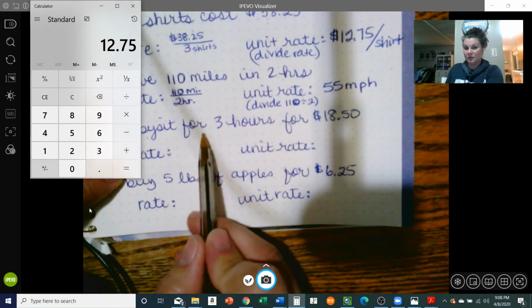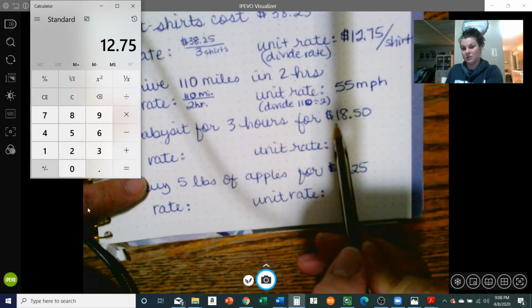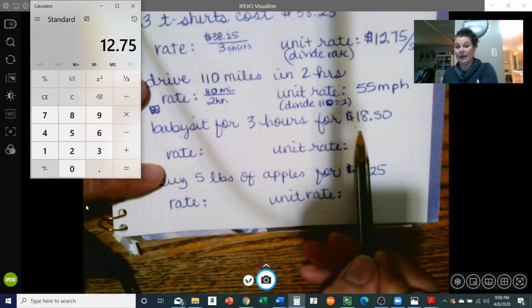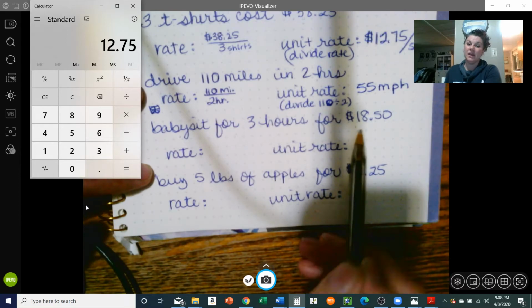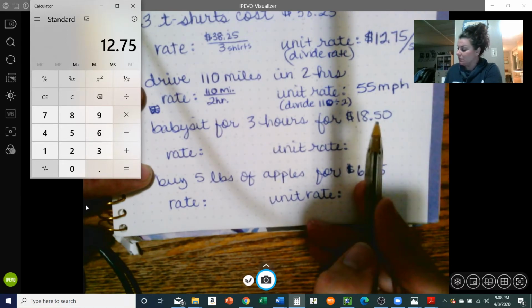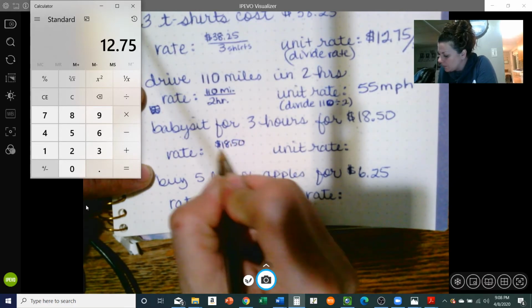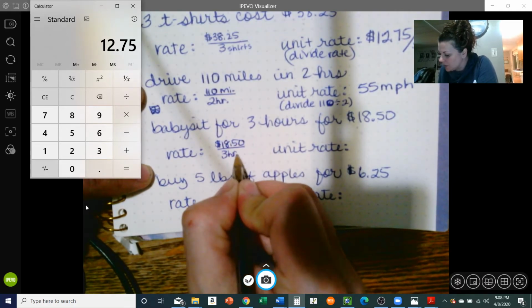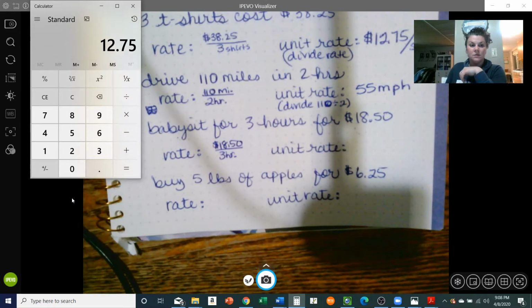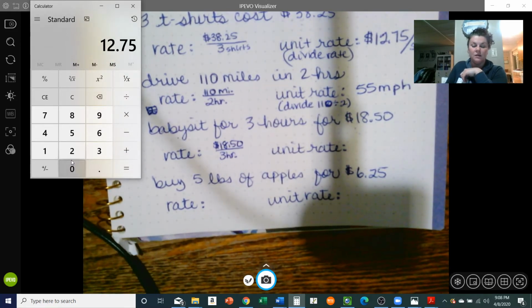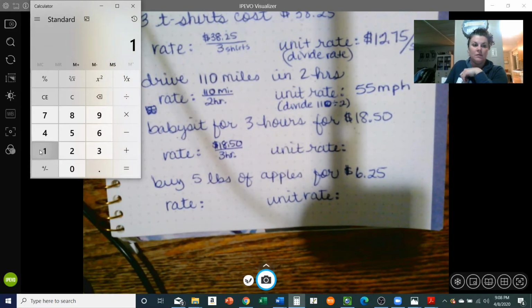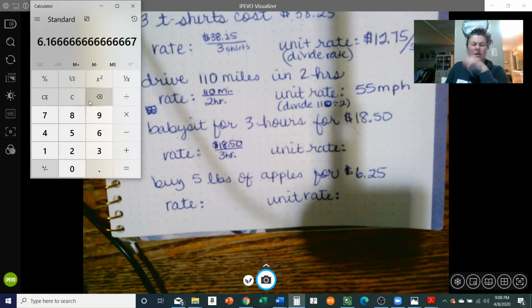If you babysit for 3 hours, for $18.50. So again, it's pay. I want to think of what I'm getting paid per hour. So my pay goes on top, and my 3 hours goes on bottom. And so when I divide that, 18.5 divided by 3. Now, notice I have a repeating decimal.